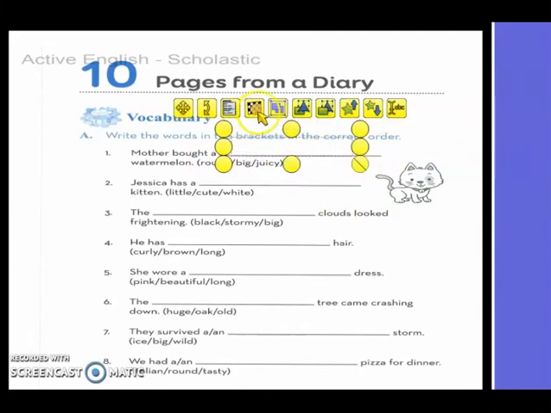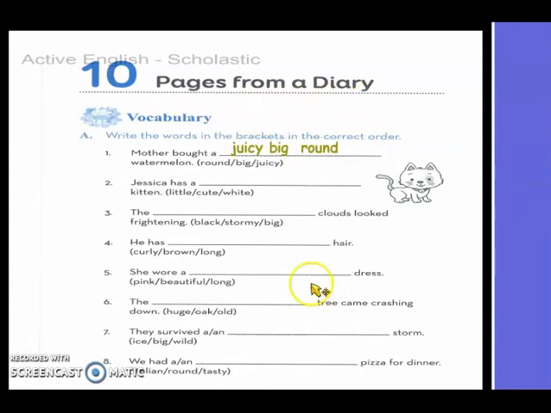Okay. Juicy, big, round watermelon. Jessica has a kitten. Kitten is the noun, and here we have the adjectives: little, cute, white.